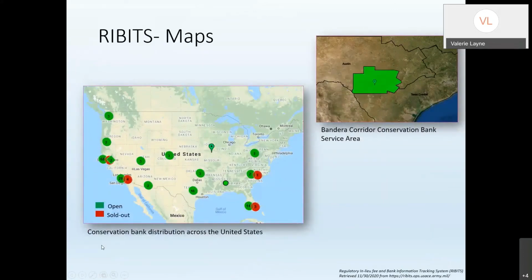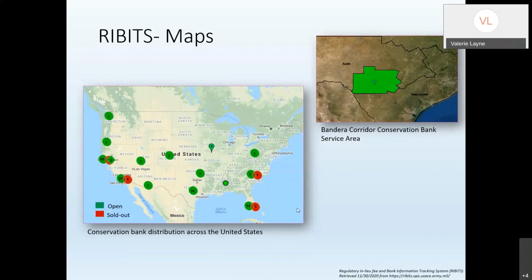And the map on the left is what you see. You saw that nice map that Veronica showed you of the distribution of banks across the country. This is what it looks like in RIBITS. And the green circles are banks that are open and selling credits, and the red ones are banks that are sold out.